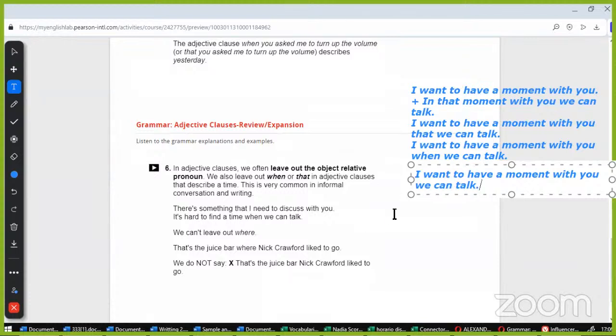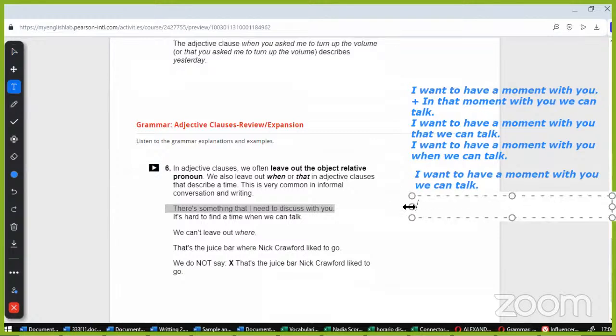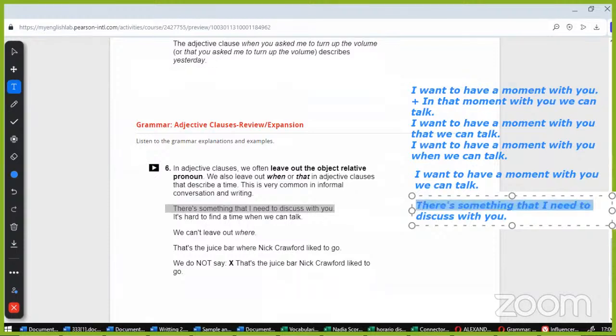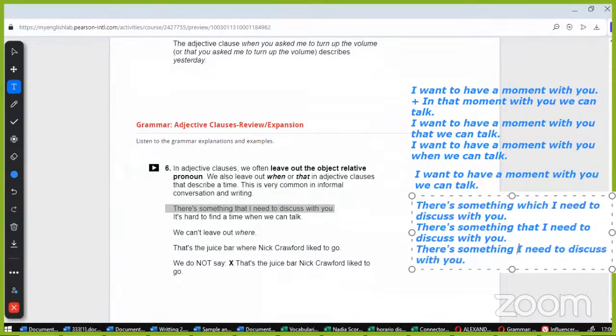And also you can leave out the object relative clause, like here. There's something I need to discuss. There is something that I need to discuss, or you could say, there is something which I need to discuss with you, or I need to discuss with you. So you have these three possibilities. Remember, we could use nothing if you have a subject after this. If there is no subject, so that's not a possibility.